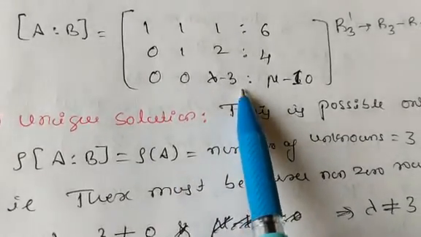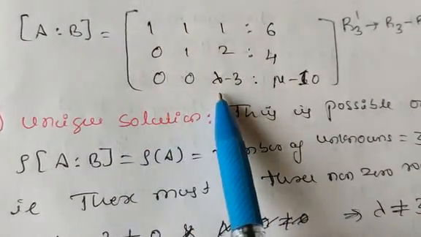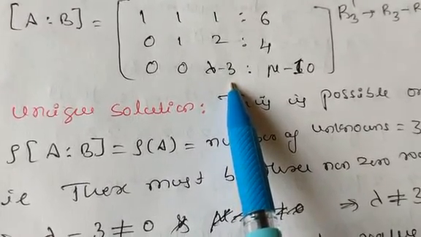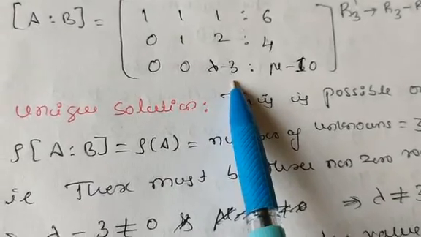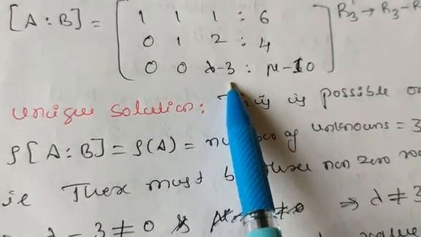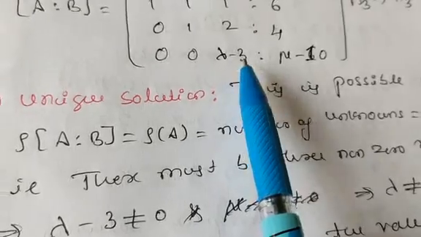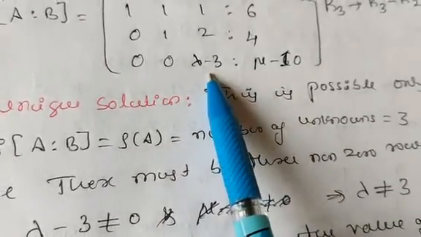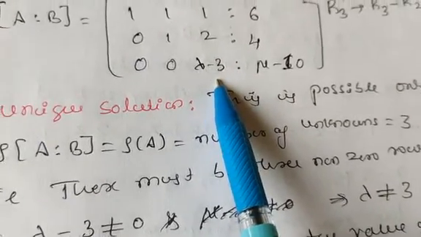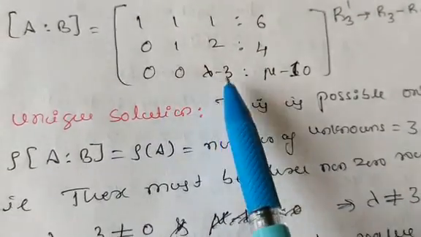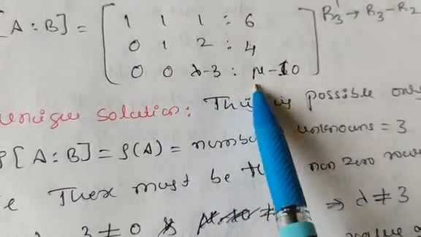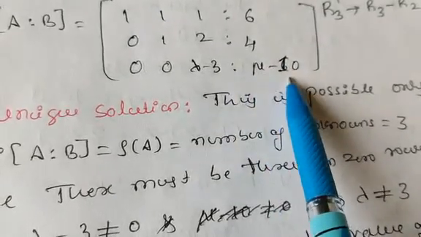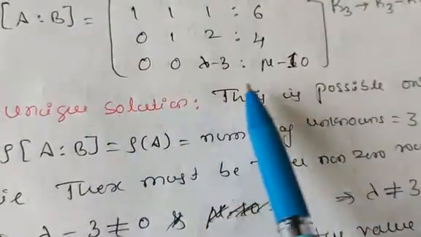Rank of A must be 3 means compulsorily lambda minus 3 should not be 0. If it is 0 then the rank of A becomes 2. So the condition for rank of A to be 3 is that there should be 3 non-zero rows. Therefore lambda minus 3 should not be equal to 0. If it is not 0, we have some number here. Then rank of A becomes 3, and there is no condition for mu minus 10. It may be 0 or may not be 0, then also rank of AB is equal to 3.